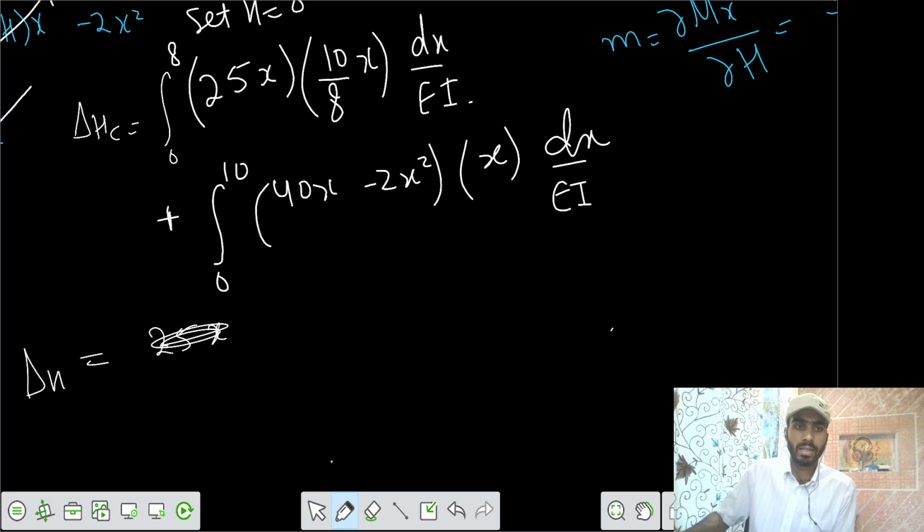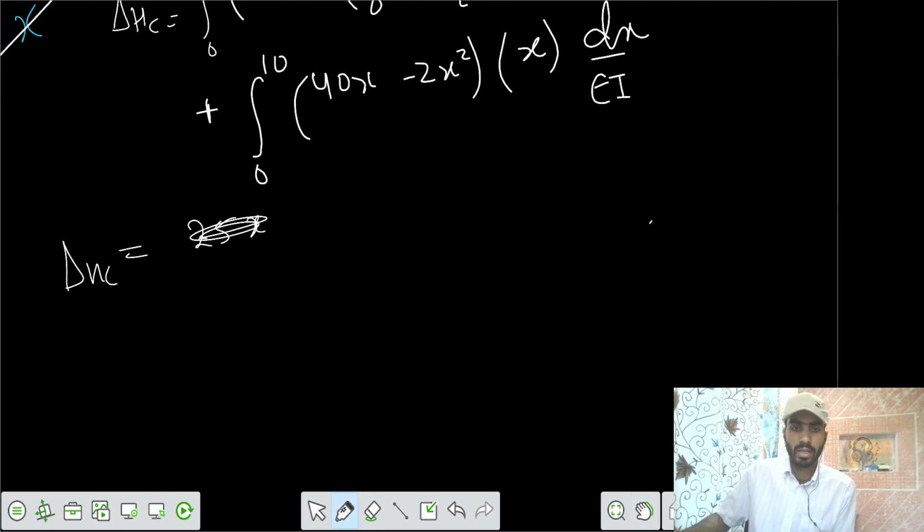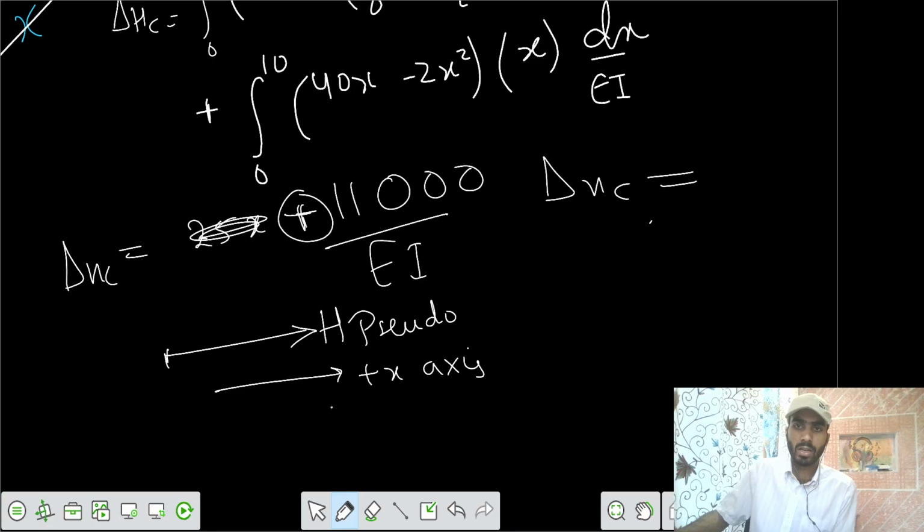You can get the delta C. You have also been given the values of E and I. Let's say you got the value as positive 11000 by EI. A positive value here means that the direction you assumed, you applied a pseudo load of horizontal h in the direction of positive x-axis. So that means your positive value means the deflection at C in the horizontal is also in that same direction, in the direction that you applied the load h.